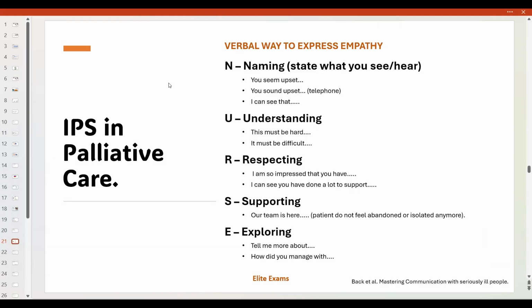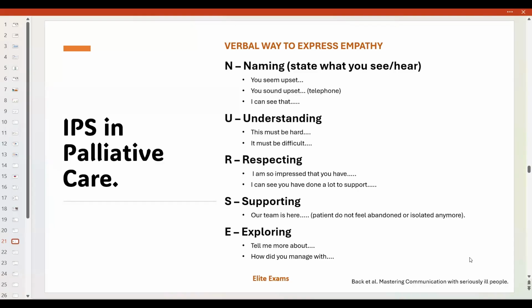So speaking of IPS, here are some verbal phrases that we can use. The doctor who wrote this book has a very nice mnemonic called NURSE, and has used it to frame some of the ways that we can have conversations with patients. So name it, name what you see. It might be a video consultation and the patient is upset. You seem upset, I can see that you are upset. If it's a telephone call, you can say, you sound upset.